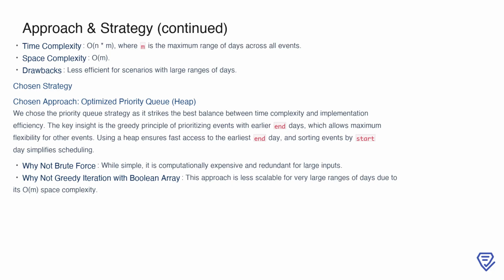We opted not to use the brute force approach due to its computational expense and redundancy, especially for large inputs. Similarly, the greedy iteration with a Boolean array is less scalable for inputs with large day ranges because of its high space complexity. Therefore, the priority queue strategy stands out as the most efficient and practical choice.